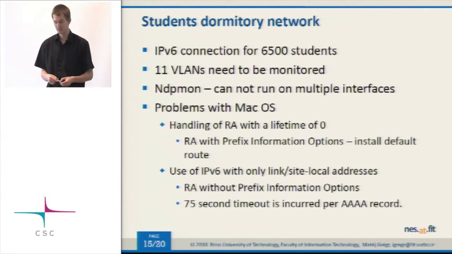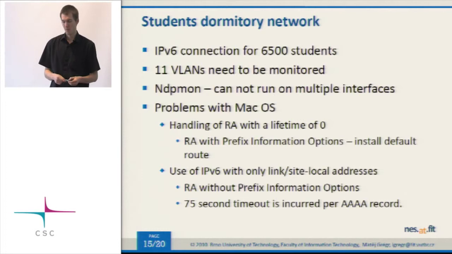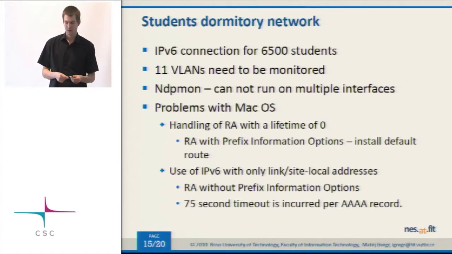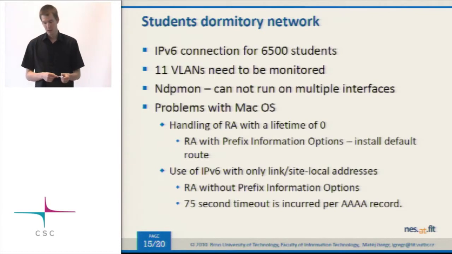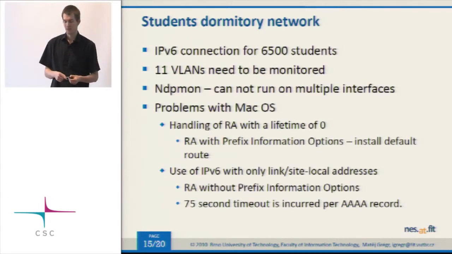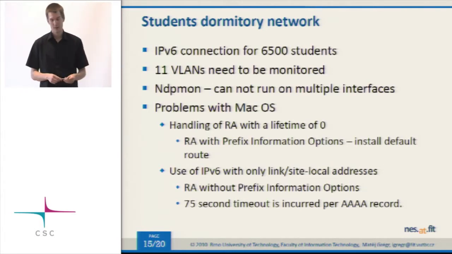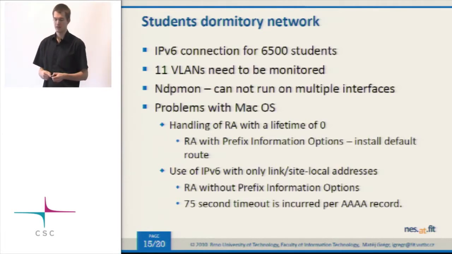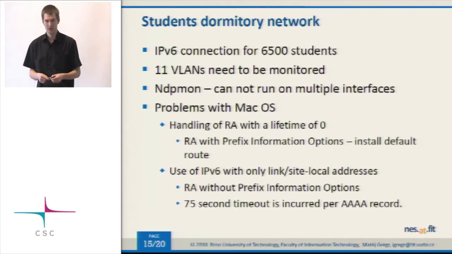There are also several problems with macOS. For example, handling a router advertisement with a lifetime of 0. If this happens, macOS will install a default gateway. It will happen only when the prefix information option is in the router advertisement. So you can say, okay, we will not include the prefix information option. However, when macOS has only a link-local or site-local address, and you send a router advertisement without prefix information, there will be a delay with AAAA records. Maybe that's your problem also.